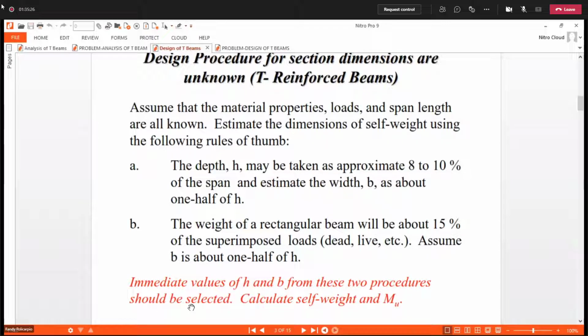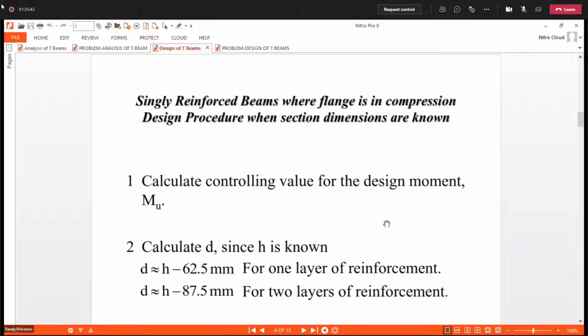Okay, so that is for the dimension, no? Okay? Kapag wala ka, pwede mong gamitin itong dalawang rule na to, no? Okay? Sa pag-approximate ng dimension ng section mo. Okay, next. Okay, so we have now here, no, for the design. Okay, so just like in double reinforced, no, kailangan meron kang MU.